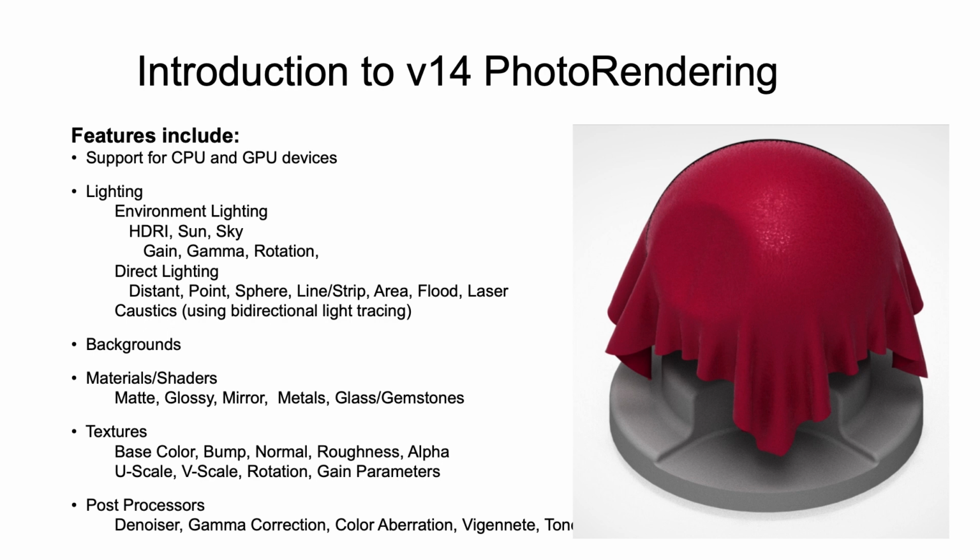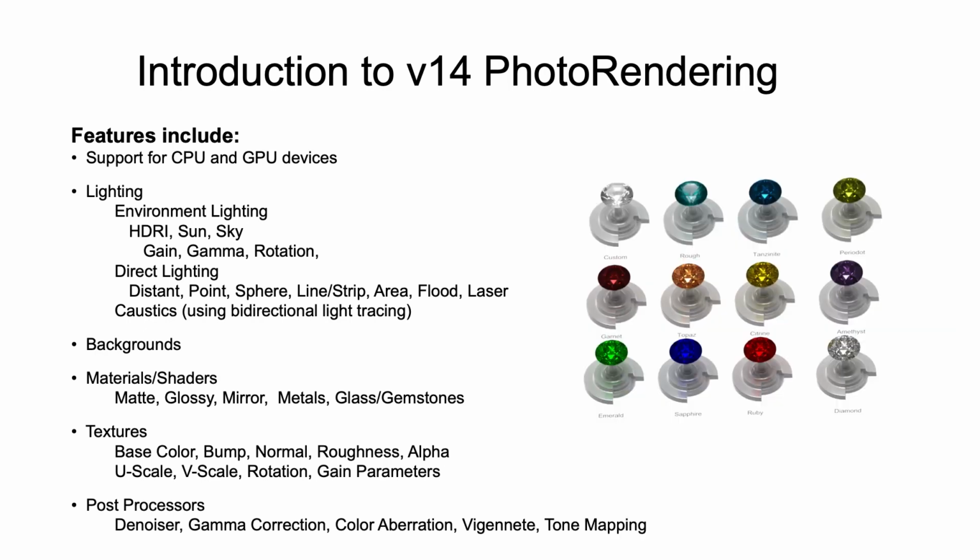We continue to support backgrounds with a variety of image formats to fill those pixels not covered by the rendering, and a variety of new materials and shaders: matte, glossy, mirror, a whole new library of metals, and glass and gemstones are now introduced. There continues to be a large texture library that you can drag and drop onto your models, including textures, image maps for your base or diffuse color, bump, normal, roughness, or alpha mask. And your textures include the ability to adjust the UV scaling, rotation, or gain parameters.